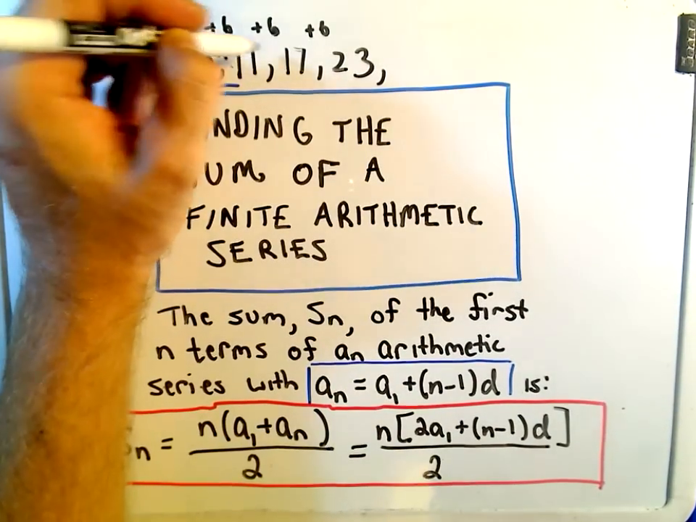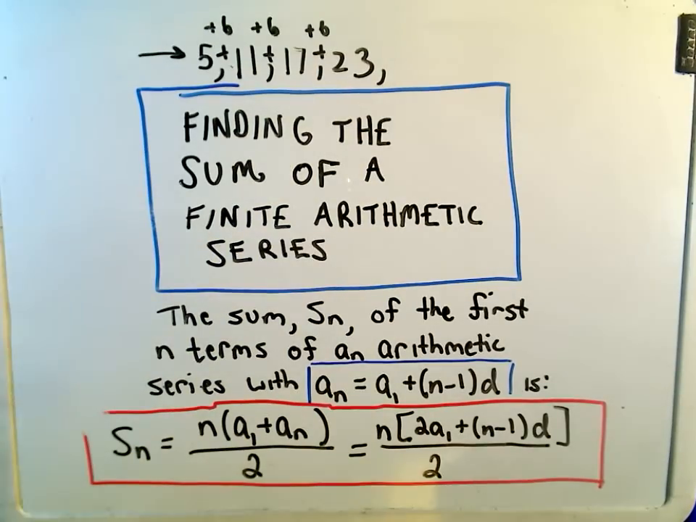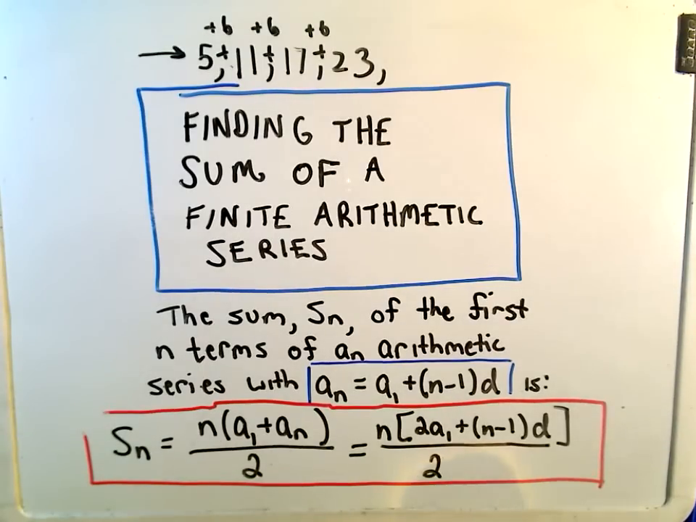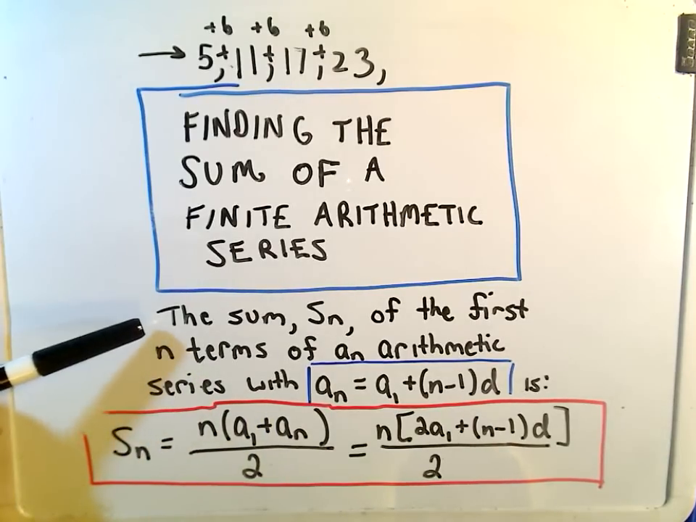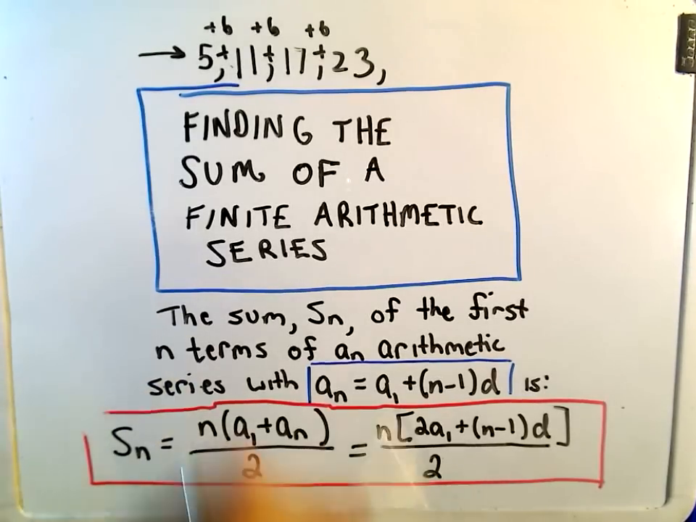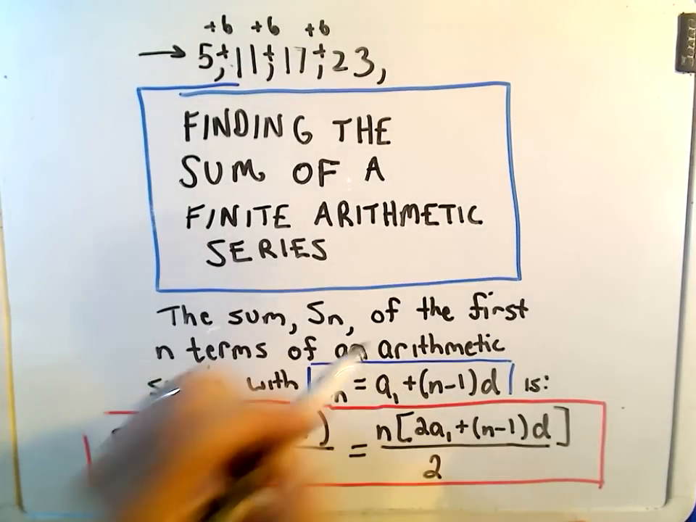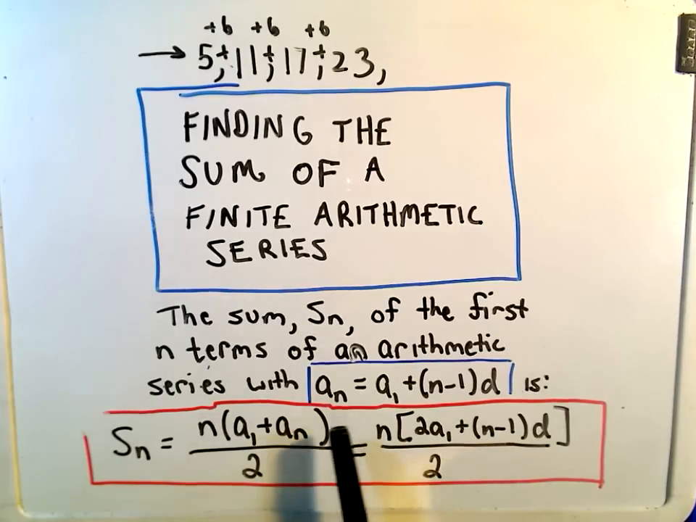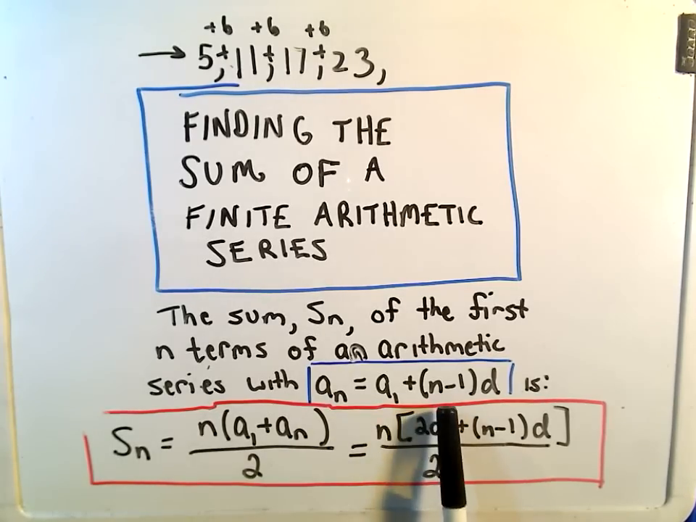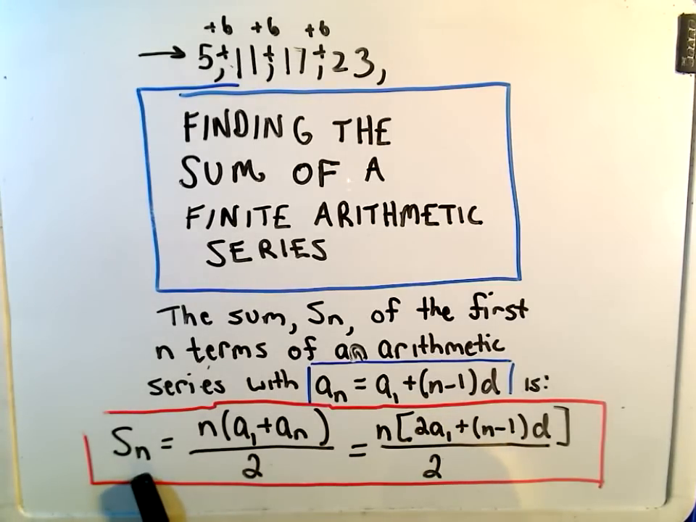When we start actually adding those numbers together, that's when we talk about what's called an arithmetic series. So series has something to do with adding the terms up. And the formula says the sum S sub n of the first n terms of an arithmetic series looks like this. This is the formula for A sub n. It's A sub 1, which represents the first term of the series, plus n minus 1 times d. And here are two equivalent formulas for the sum of those n terms.